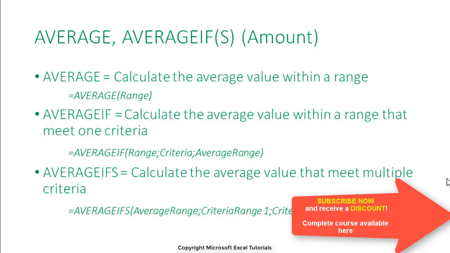Similar to the SUM, I can also calculate the average within a certain range by using the AVERAGE formula in Excel. If I want to add a criteria to that, I can use AVERAGEIF. And if I want to create an average with multiple criteria, I can use AVERAGEIFS.